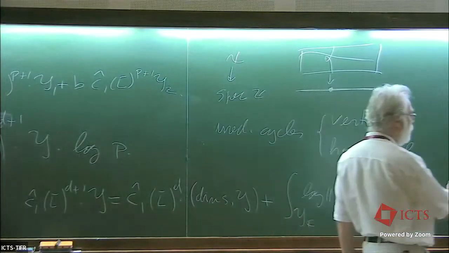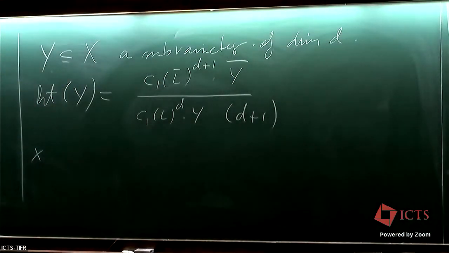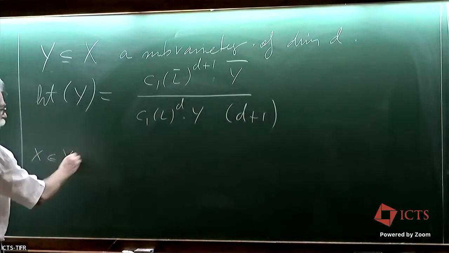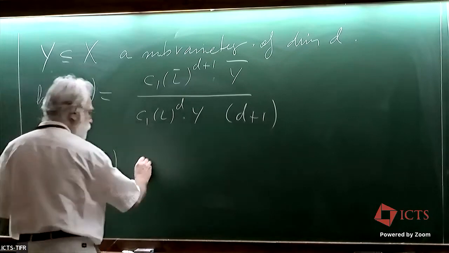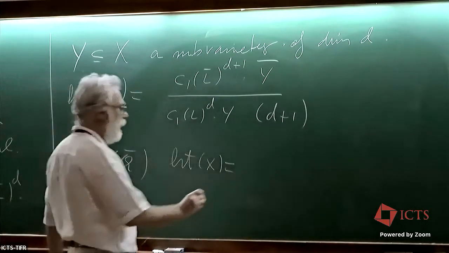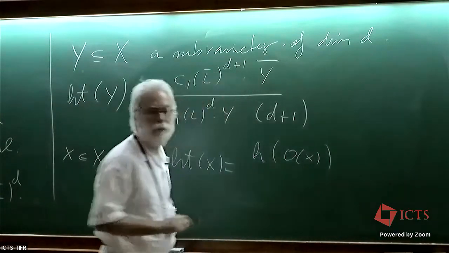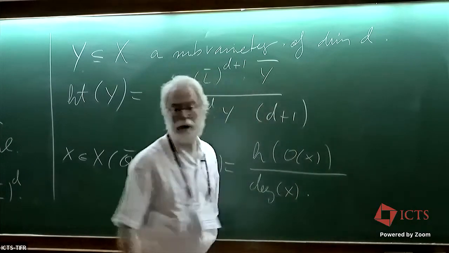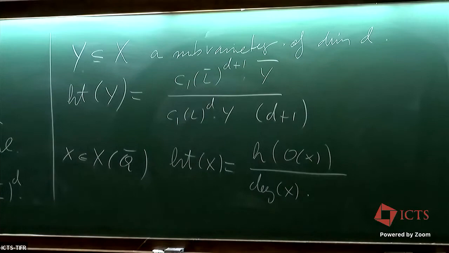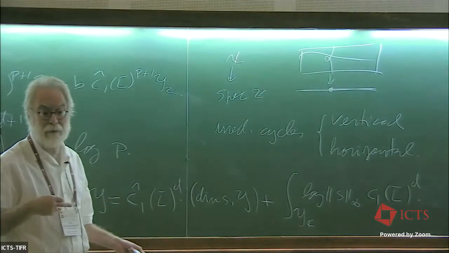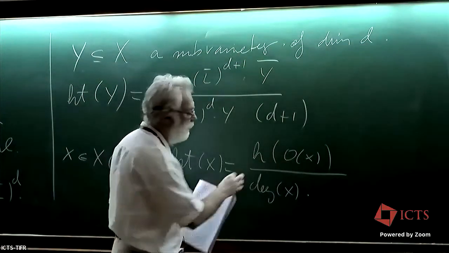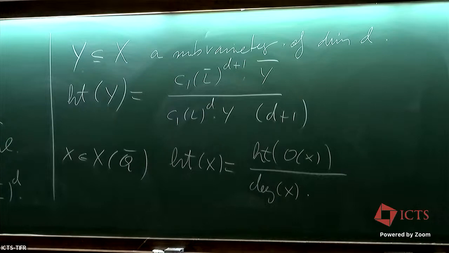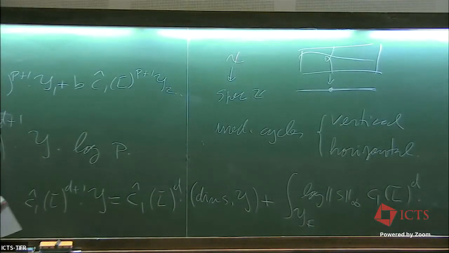Observe that I am only defining the height of subvarieties defined over Q. So if now I have a point X that belongs to X of Q bar, then the height of the point X will be equal to the height of the Galois orbit of X divided by the degree of X. The dimension is zero, so D plus one is one. In some sense, we are putting together the fact that we wanted all the conjugates to have the same height. This means that the height is something attached to the Galois orbit of the point, and then I am dividing by the degree because I am dividing the height among all the possible conjugates. Okay, so it is clear now what is the height of a subvariety.